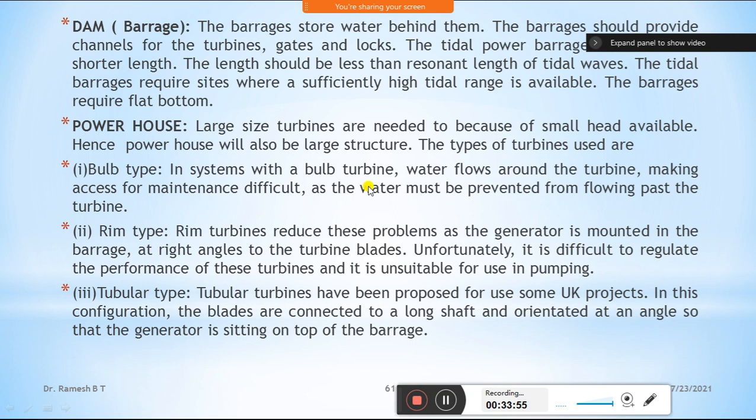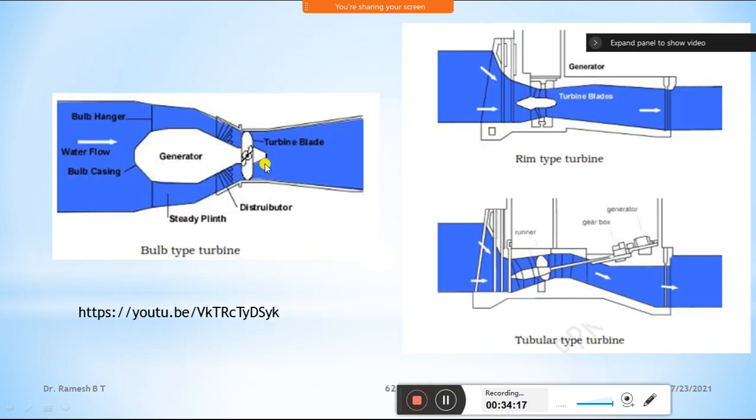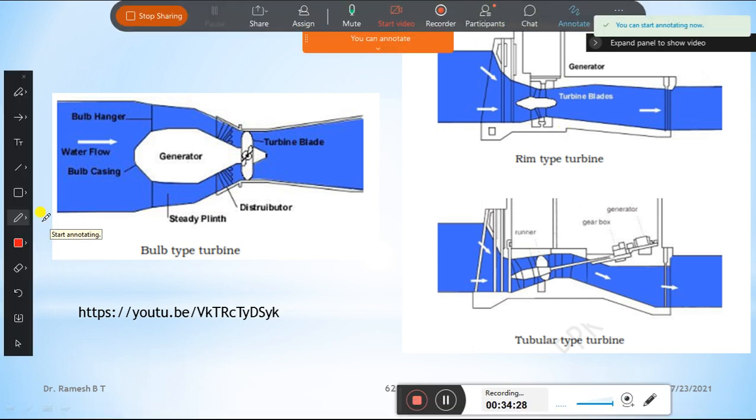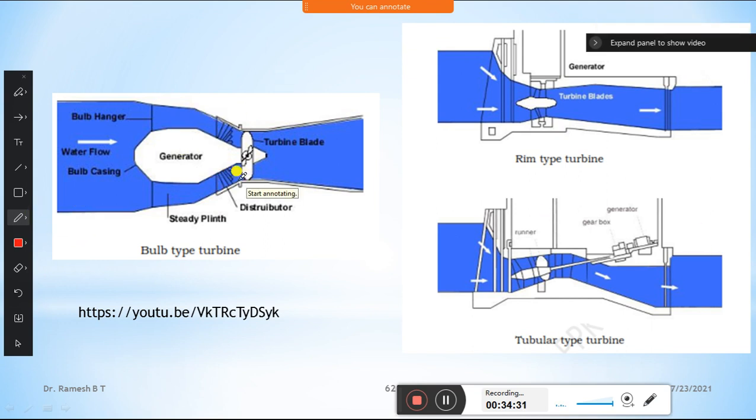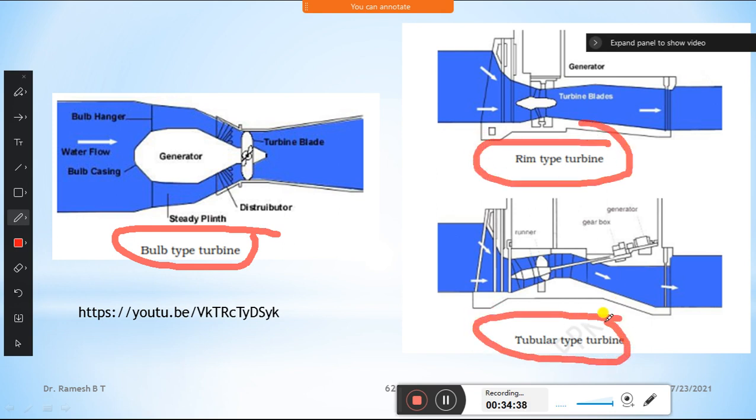If you go with the tubular type, the tubular turbine has been proposed for some United Kingdom projects. In this configuration, the blades are connected to a long shaft and oriented at a right angle, so that the generator sits on top of the barrage and is easy to maintain and also easy for pumping. Just observe: it's a bulb type turbine, a rim type turbine, and a tubular type turbine. These are all single basin turbines. They are placed as the main means to generate, and they are connected with the generators to convert one form of energy to another.